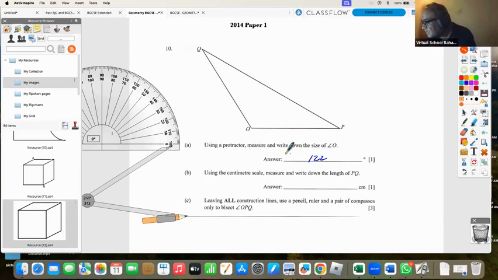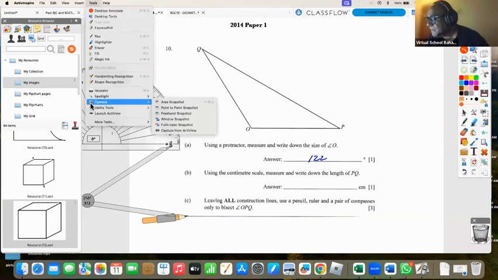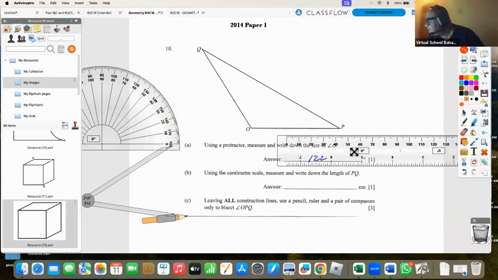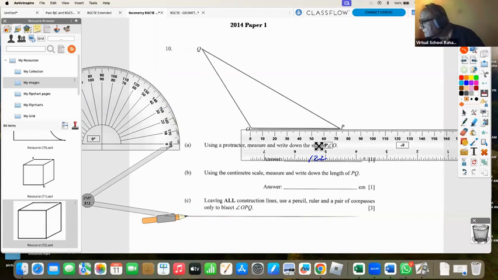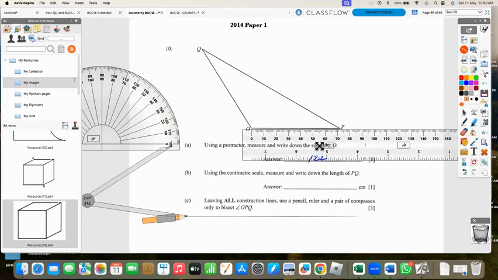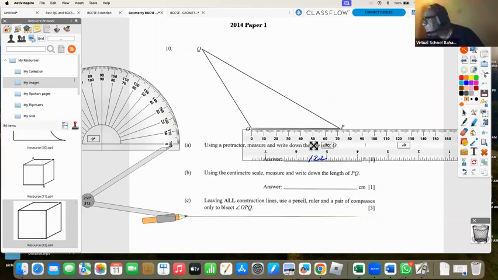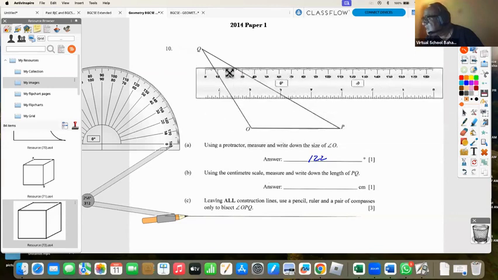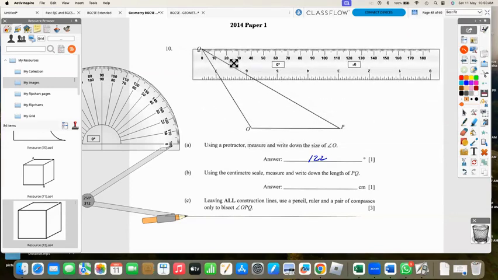Then it says, using the centimeter scale, measure and write down the length of PQ. So you get your ruler now, and they want the centimeter scale, right? So let us get our ruler. We set it up at PQ. And what would be your answer? That's PO. PQ is the hypotenuse. That's not hypotenuse, because that is not a right angle triangle, okay?